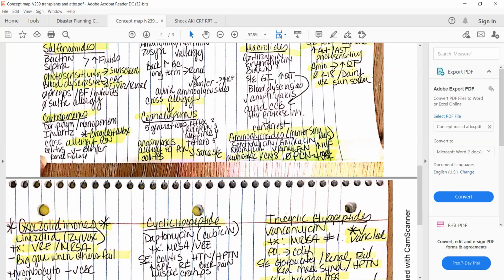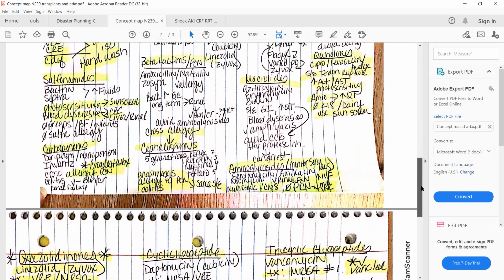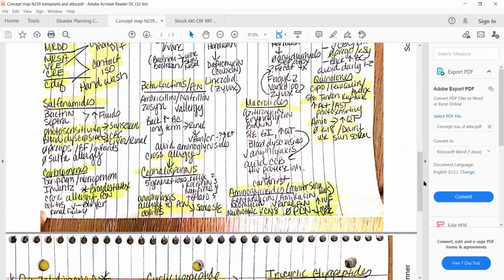Okay. We might have to increase IV fluid with these patients to make sure that we save that renal function, because renal function is a big deal with aminoglycosides. Okay. Then let's go up to macrolides.